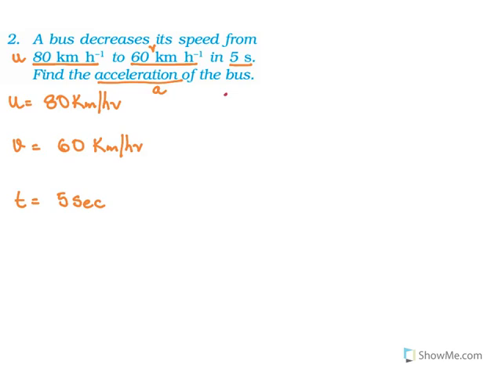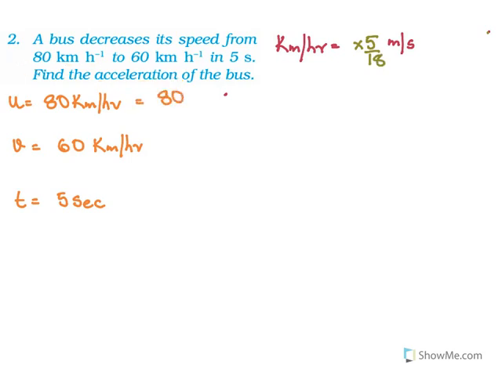To start with, 80 km per hour. Kilometer per hour is not an SI unit, and we need to change kilometer per hour into meter per second. So if we want to change kilometer per hour to meter per second, whatever the amount is, we need to multiply by 5 by 18. So this 80 km per hour, I'm going to multiply it by 5 by 18 to make it meter per second. On multiplying, I cancel out, and here I will get 200 over 9 meter per second.